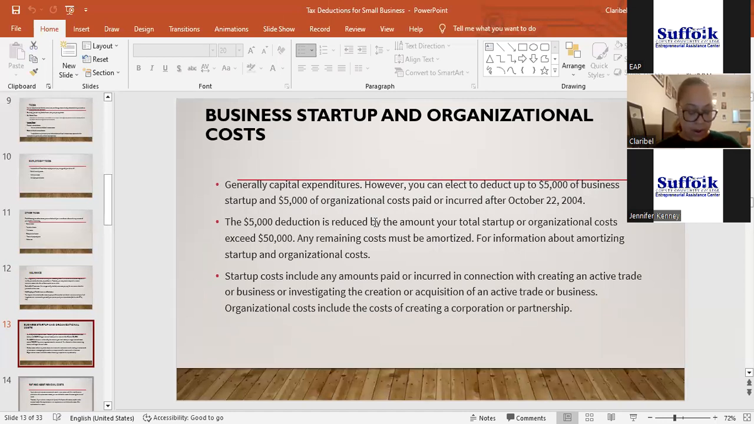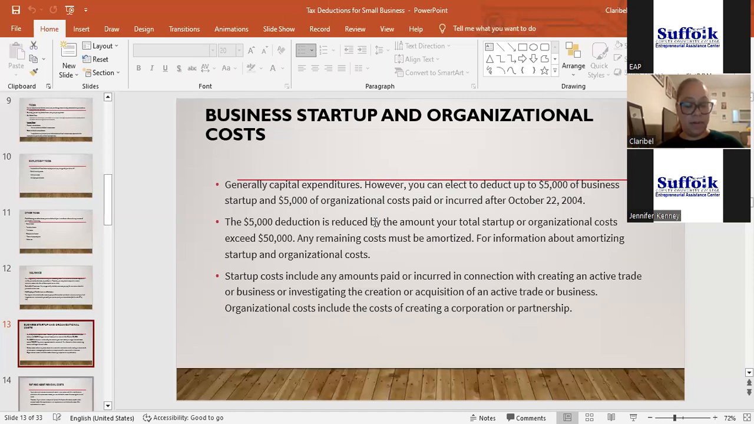However, you can elect to deduct up to $5,000 of business startup and $5,000 of organizational costs paid or incurred after October 2004. The $5,000 deduction is reduced by the amount your total startup and organization cost exceeds $50,000. Any remaining costs must be amortized.